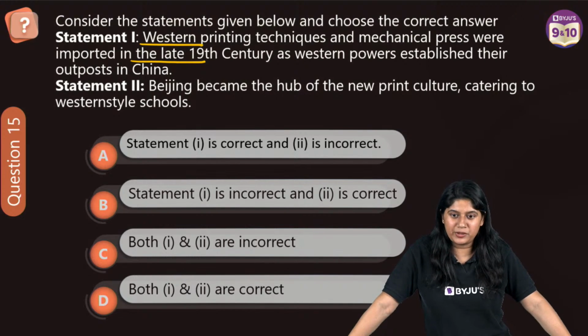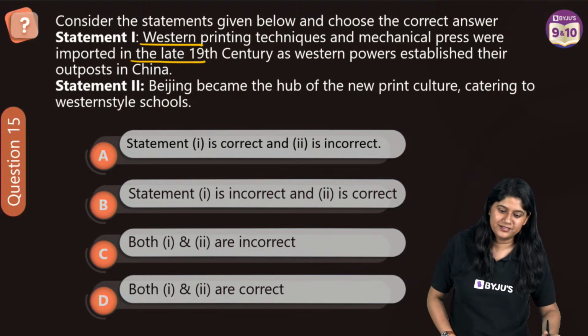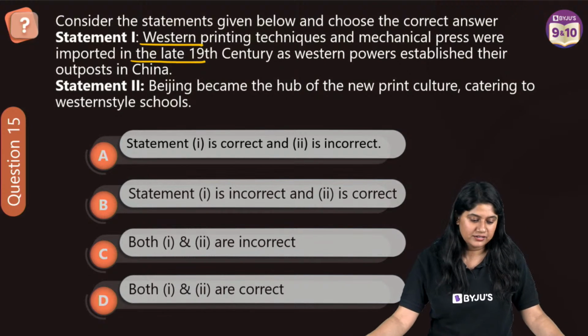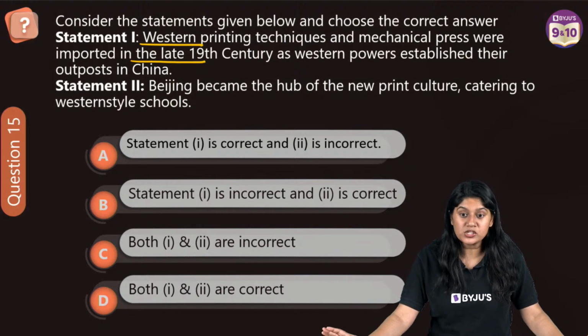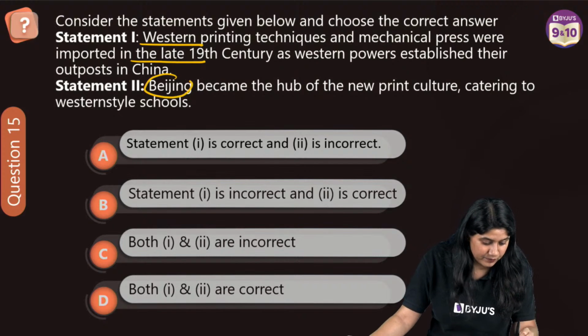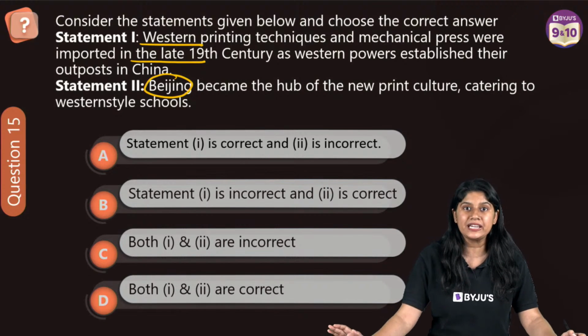So can I give you a hint over here? Statement 2 is not correct. Right? Why? Because Beijing never became the hub for new printing culture.